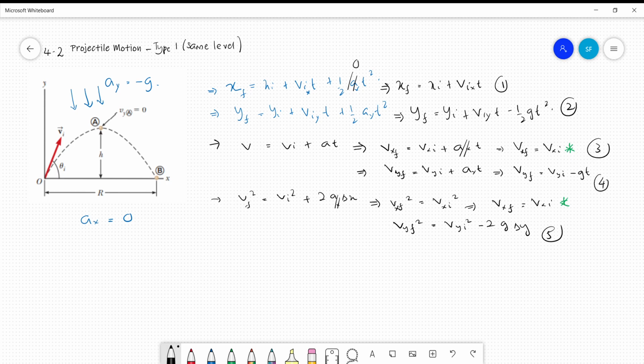Now, back to this type of projectile motion. Here the object lands on the same level. So, let's point out, if it lands at the same level like this, we can say that the total displacement, or y final equals y initial. So delta y equals 0. Meaning that the projectile motion is at the same level, right?